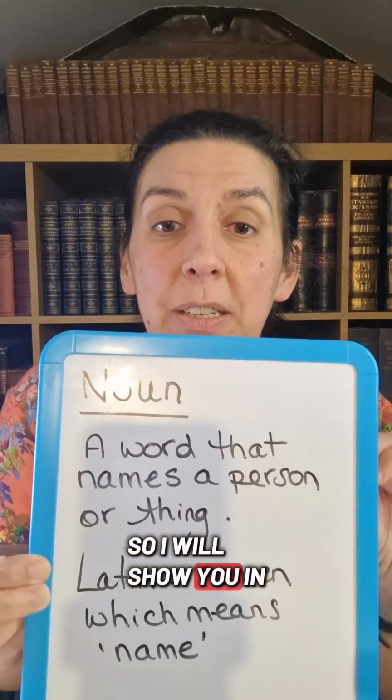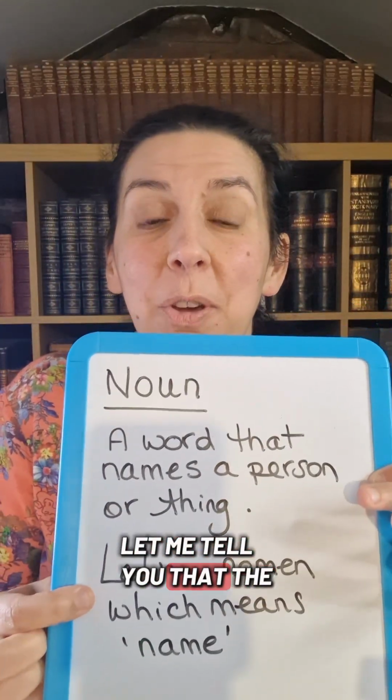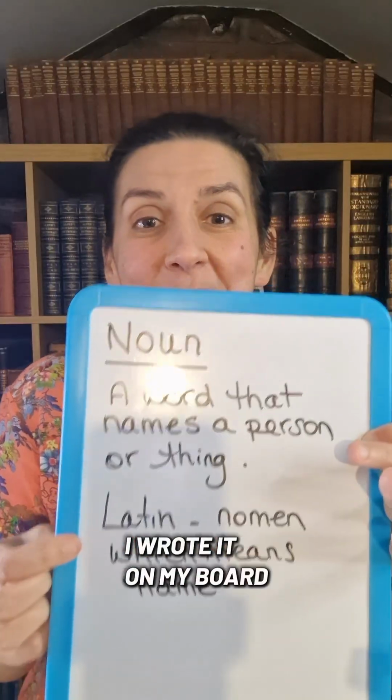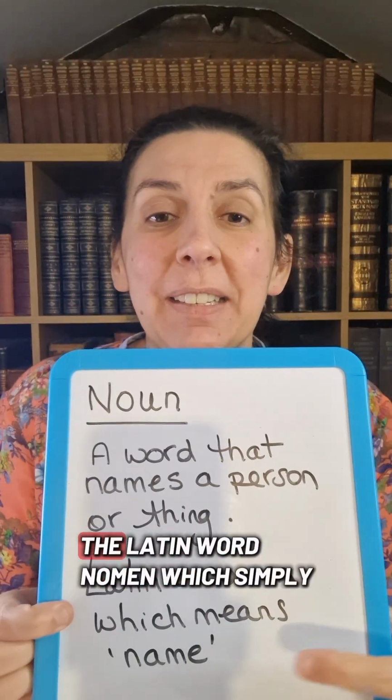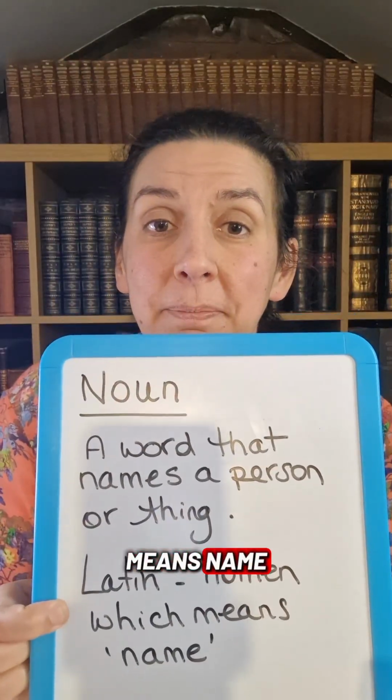So I will show you in a dictionary. Actually, before I show you in a dictionary, let me tell you that the word noun comes from Latin. I wrote it on my board. It comes from the Latin word nomen, which simply means name.